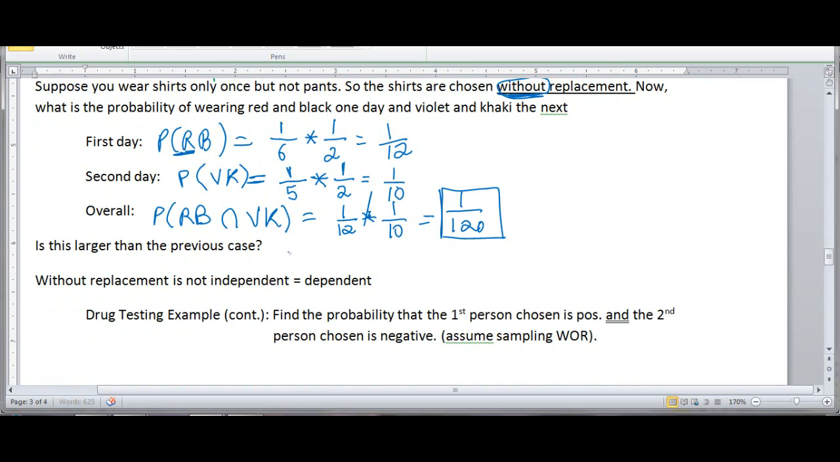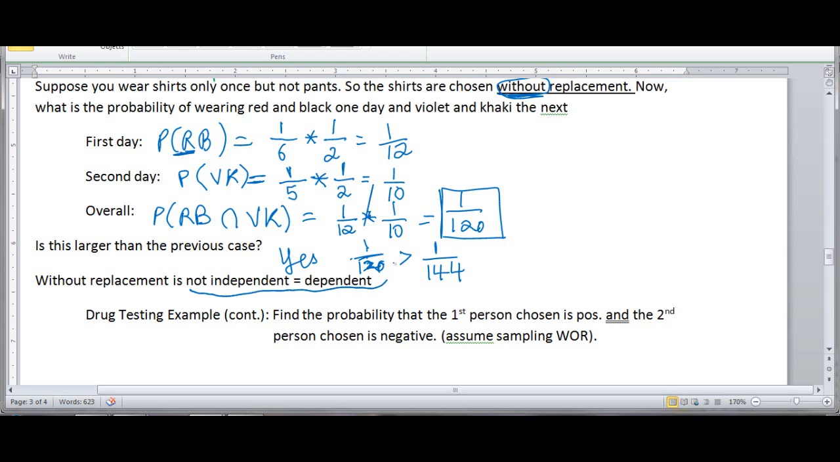Is this larger than the previous case? Yes. 1 out of 120 is greater than 1 out of 144. Because I have fewer clothes to choose from, the chance that I'm going to wear any one of those clothes is going to be greater. When we choose things without replacement, they are not independent, they are dependent.